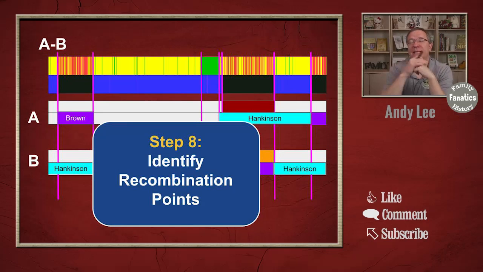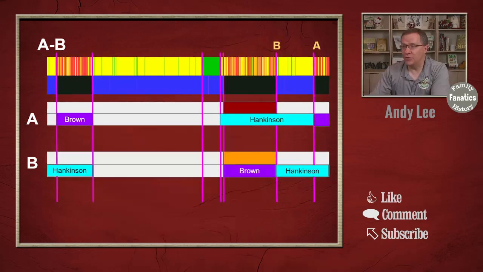So the next step is then to identify our recombination points. Now remember, a recombination point occurs when there is a color change. And that's what we're looking for on these grandparent segments, is where do the grandparents change. As we're looking at this, we can see that on B, we have a grandparent change right there.